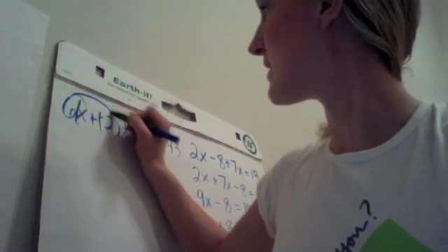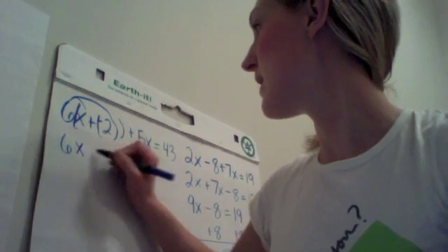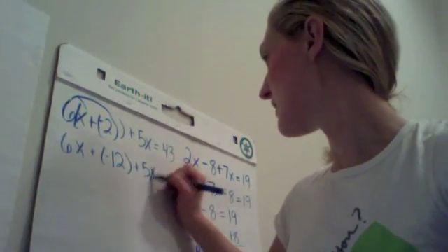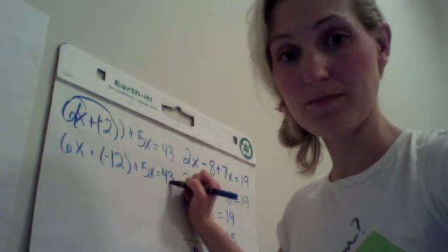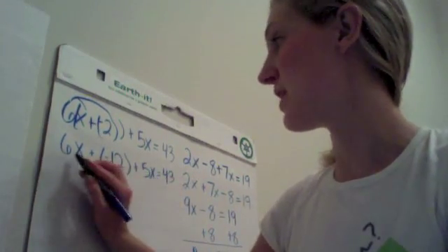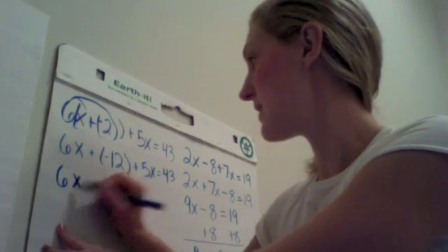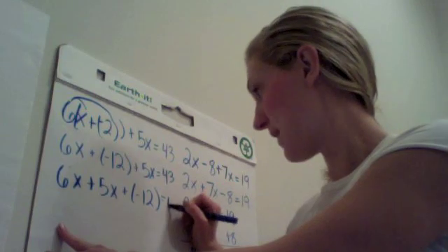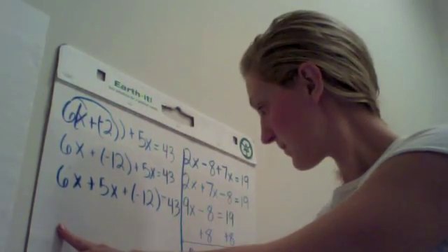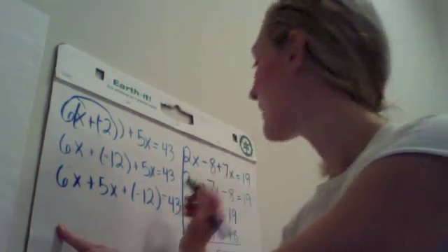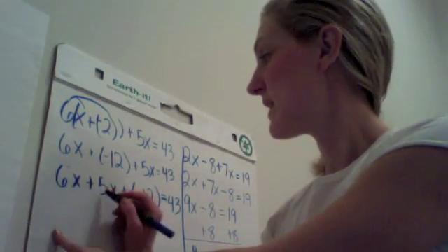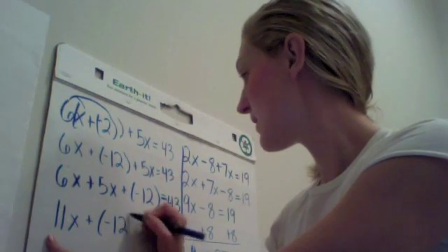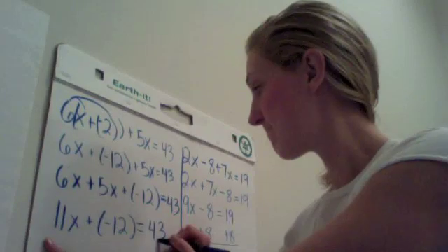I'm going to go ahead and distribute that 6 out. So I'm going to be left with 6x plus negative 12 plus 5x equals 43. At this point, I'm going to commute my terms so the like terms are next to each other. 6x plus 5x plus negative 12 equals 43. I can combine my 6x and my 5x to get 11x plus negative 12 equals 43.